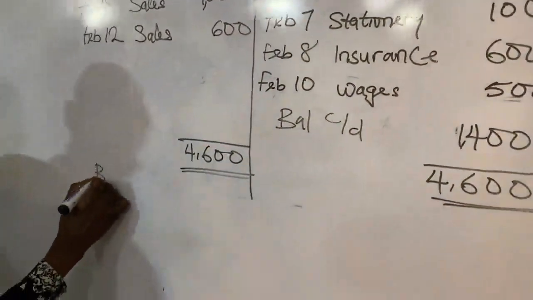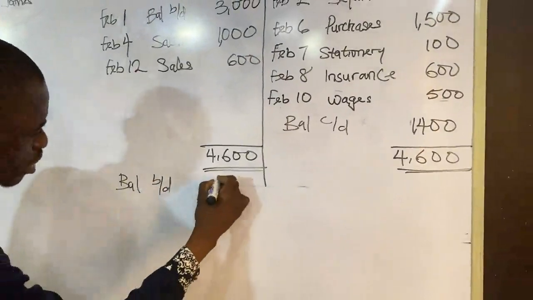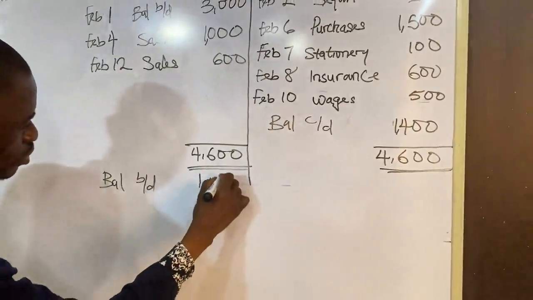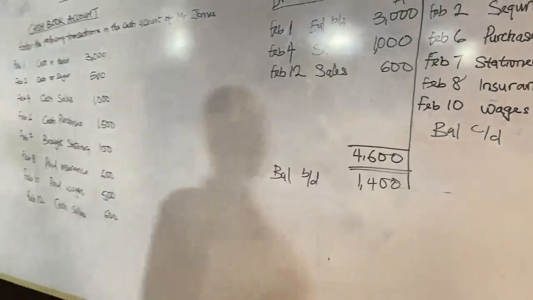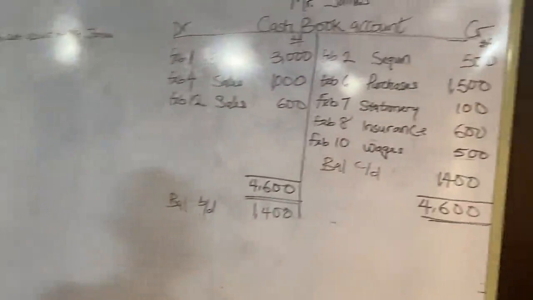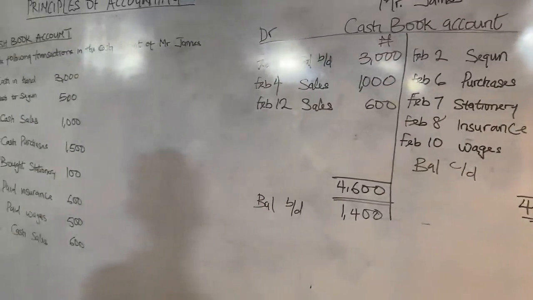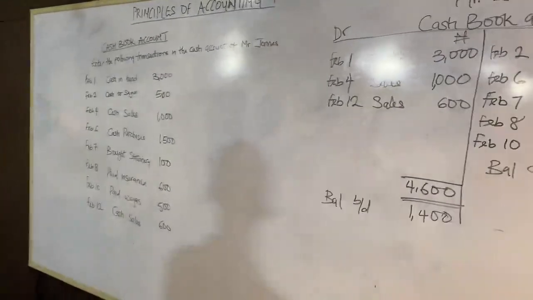So balance brought down, and this is what is going to tally the balance, 1,400. This is just a simple way to create your cash account. That's all. Next one we'll be looking at trial balance.